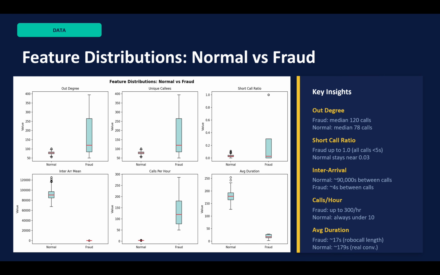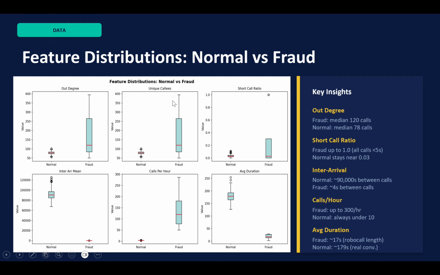So this is the feature distributions, normal versus fraud data. Now these box plots are where the data really tells a story. On the top left, the degree: how many unique people each node calls. Fraud users go all the way up to 400. Normal users are tightly clustered around 78, not even close.